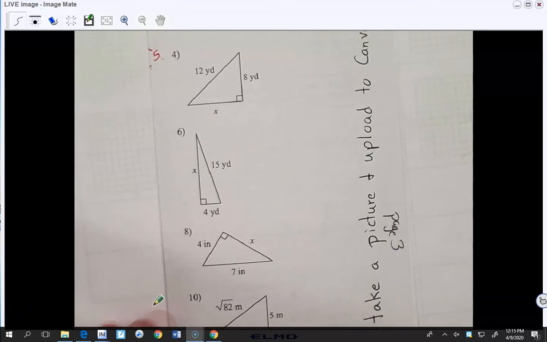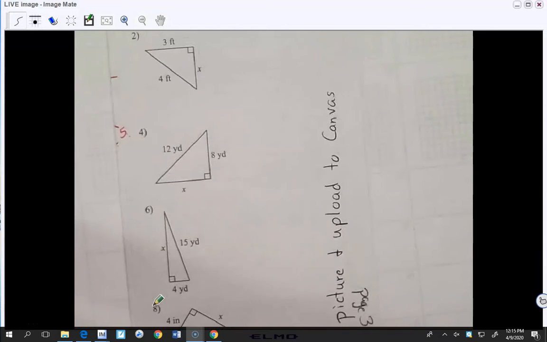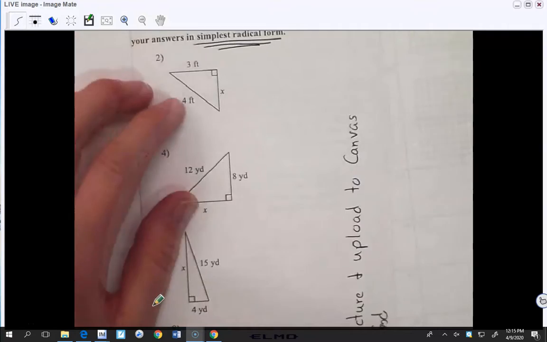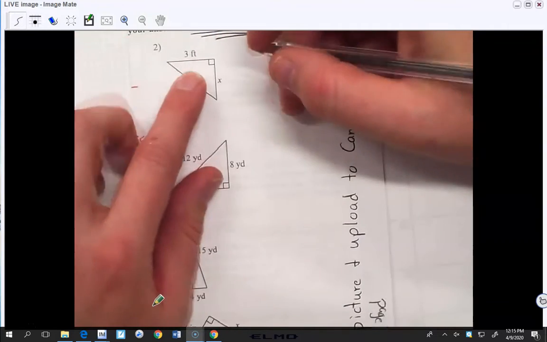Okay, today we are looking at the Pythagorean theorem with radical answers, no decimals. You have to do this one on paper because Digits doesn't have the option. Digits is written to the national standards, and this is a state standard. So let's start by taking a look at number 2.